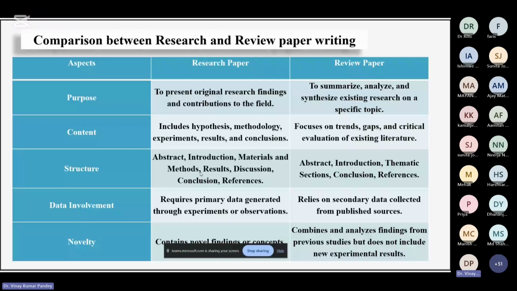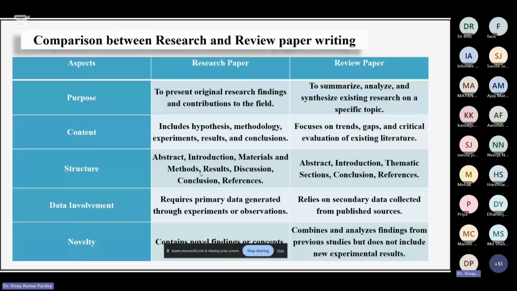There is a notion that most of the people say that research paper has more credibility and review paper has less credibility. I would tell you that it is completely not like that, right? They both have equal and balanced credibility.